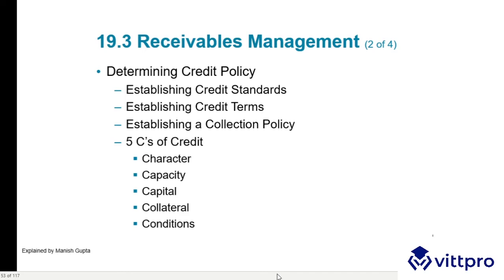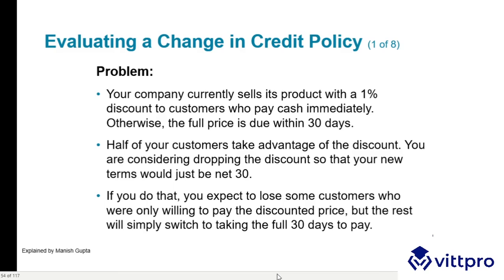Then second is send the invoice on time. That is the most important aspect. That is the second important aspect, sending the bill on time, right? And then reminding them and collection. So these are the 4 steps in receivables management. But there is another aspect of the credit policy: if you want to change the credit policy, what would be the impact? How will you evaluate that?